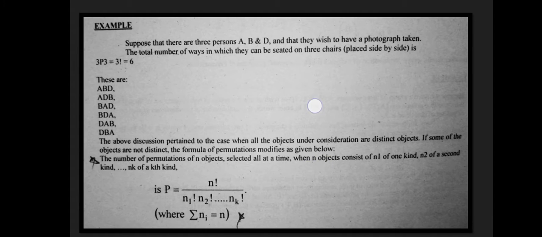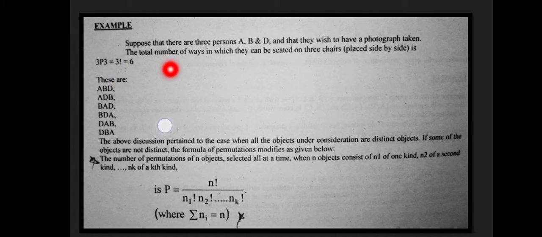Now let's see another example. Suppose that there are three persons. The first person is A, the second person is B, and say the third person is D, and that they wish to have a photograph taken. The total number of ways in which they can be seated on three chairs. There are three chairs on which the three persons have to be seated. So we have to tell in how many ways the three persons can be seated on three seats. The number of ways is 3P3, that is equal to 3 factorial, that is equal to 6.